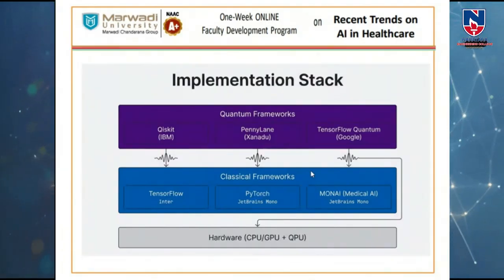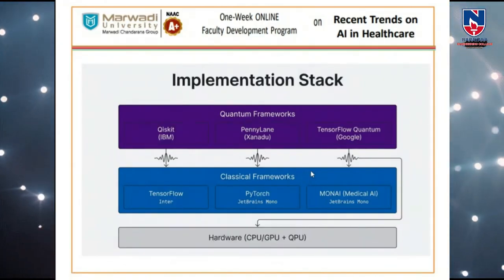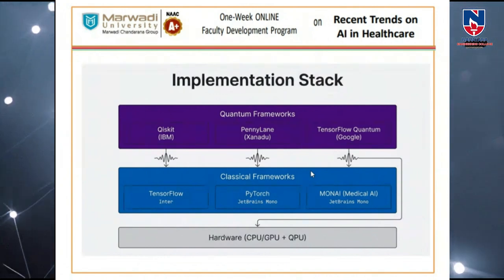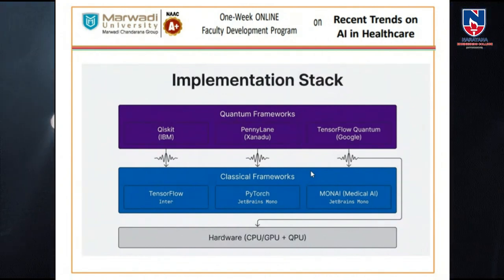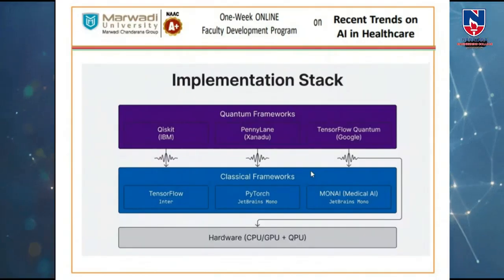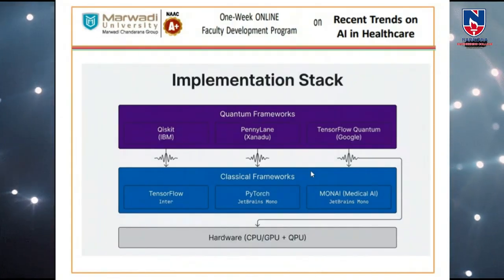That means it's supported with heterogeneous hardware, all together. We can call it a hybrid network. This way, of course, people can work on this. No need to bother about the quantum computer. Not look for the quantum computer.